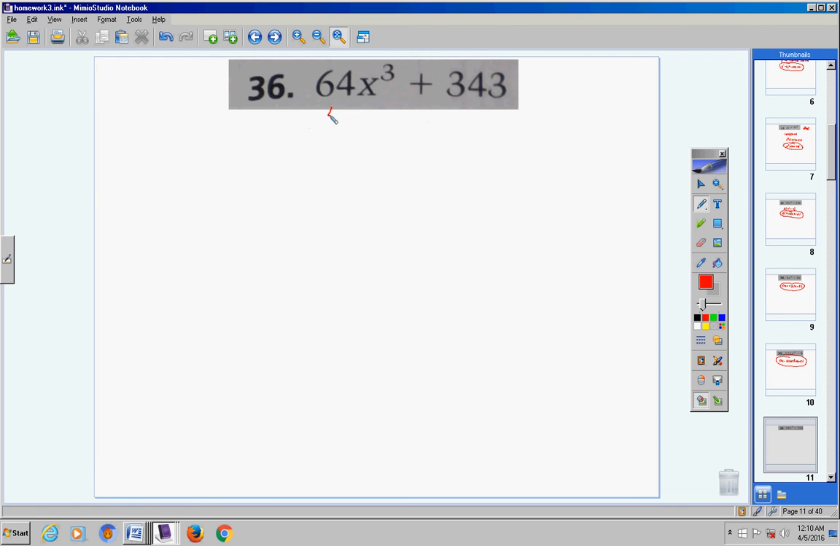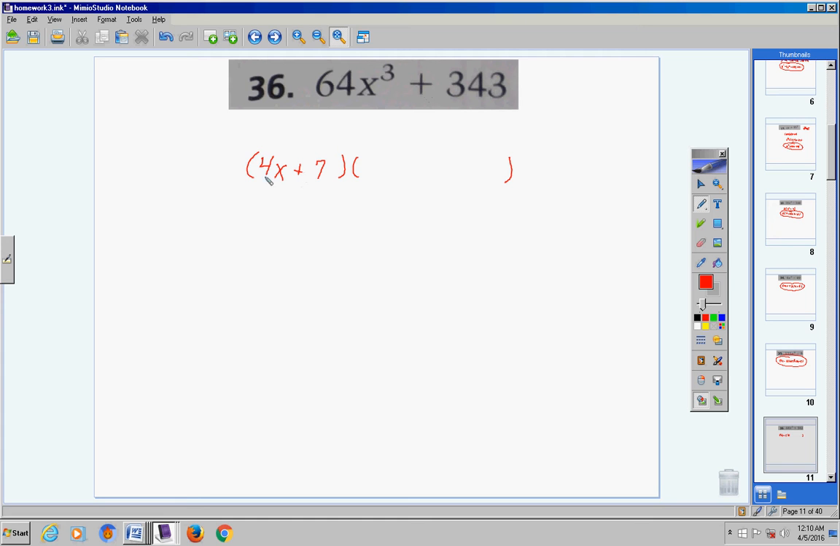The cube root of 64 is 4, and the cube root of 343 is 7, okay? And the cube root of x cubed is x. So I'm factoring perfect cubes, okay? So I'm going to put a little binomial parentheses, then a bigger trinomial parentheses. The cube root of 64x cubed is 4x. The cube root of 343 is 7. This is the middle sign of positive, so bring it down and put a positive.